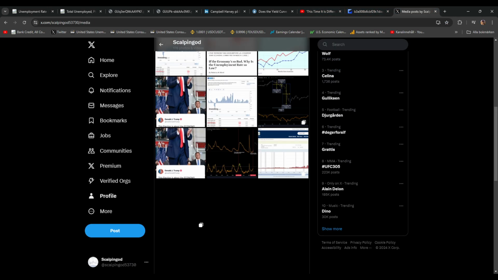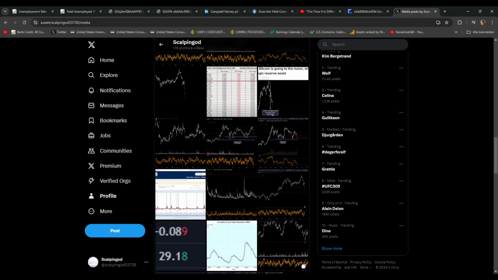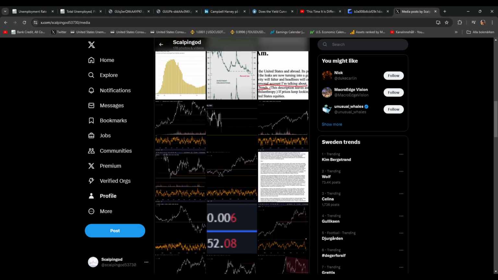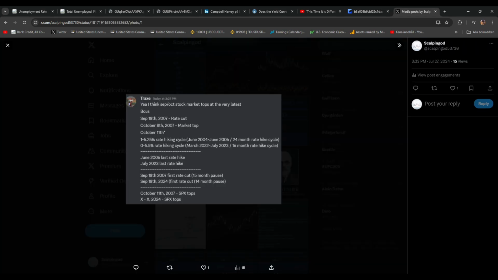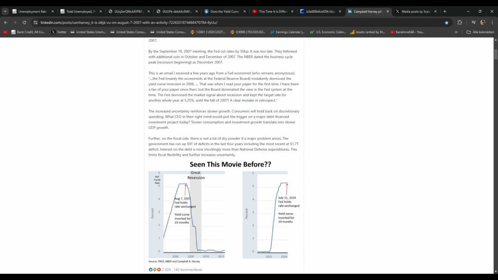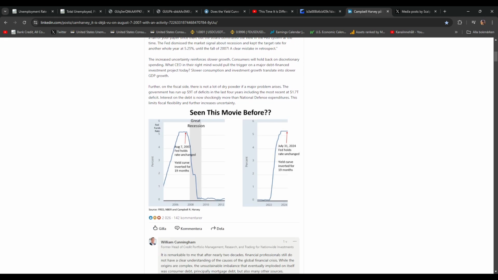If you look at this, September, October, market tops at the very latest, probably because that's how it played out during the GFC. Just look at the similarities. You went from, and again, you can see it visibly here, right? On the left side, down here, where it says seen this movie before, you can see the 2006 till, well, I guess they hiked rates from June 2004 until June 2006. Right? How do I know that?